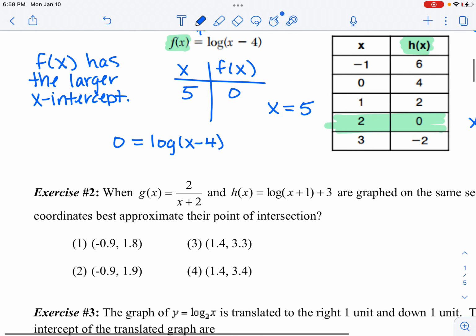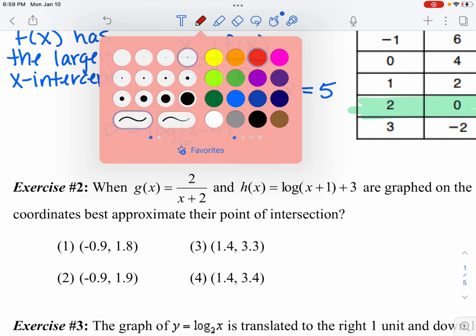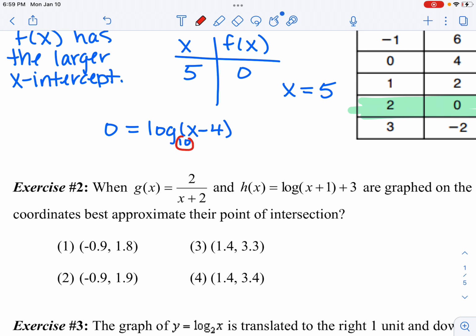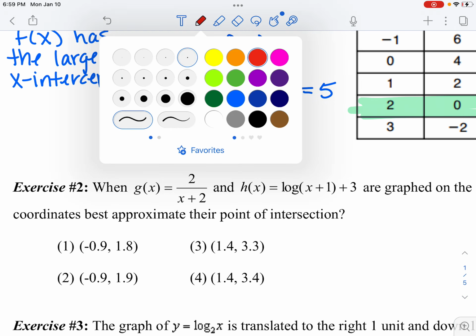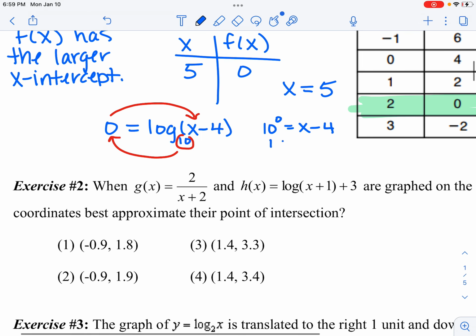So I really need to think about two things here. I would need to put in the base of 10 so that I can use the loop trick. Now let's circle the base. Let's convert this to exponential form so we can solve for x. I would get the exponential equation 10 to the 0 power is equal to x minus 4. Well, what is 10 to the 0? That's just going to be 1. And then if I solve for x by adding over the 4, I also get 5.